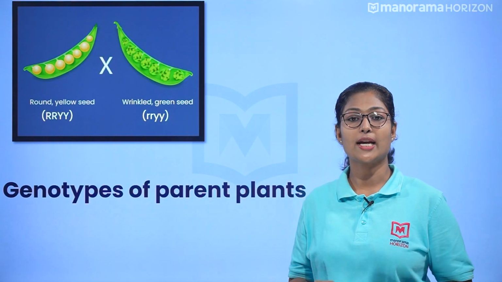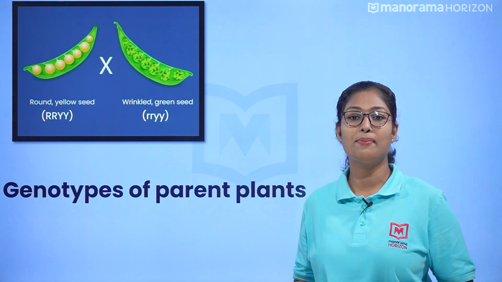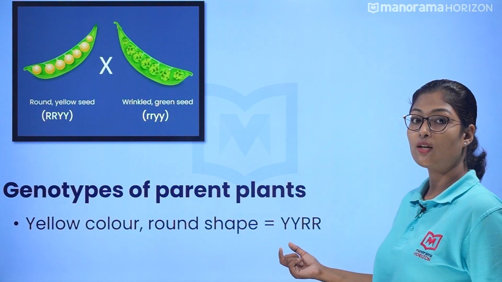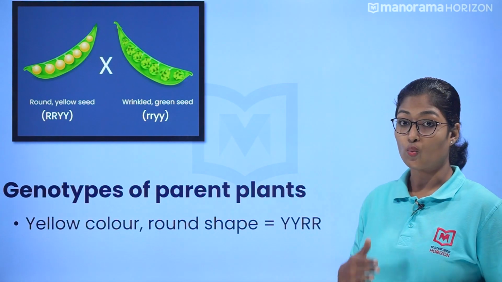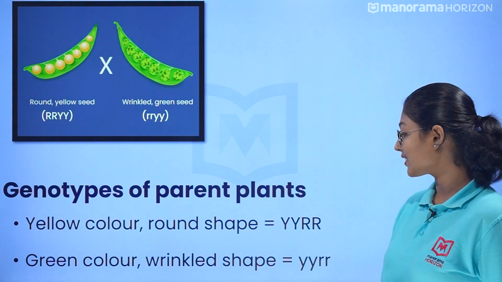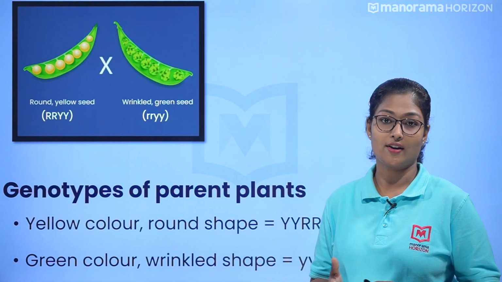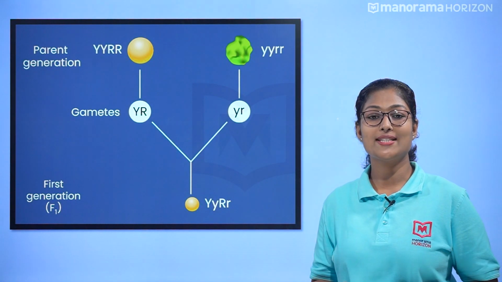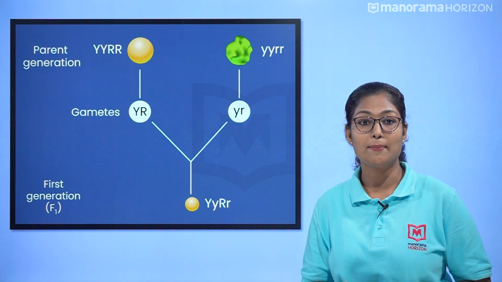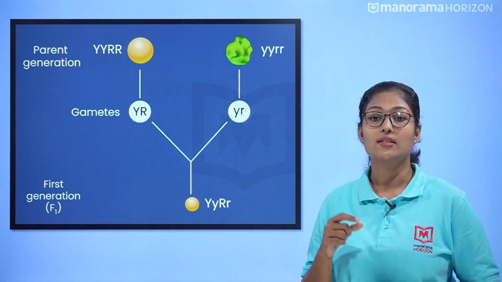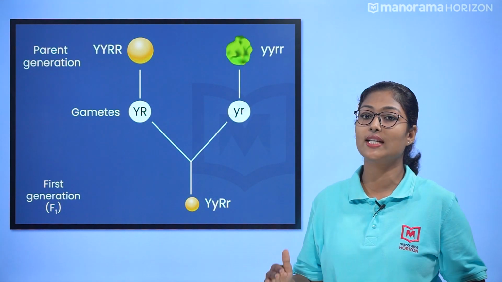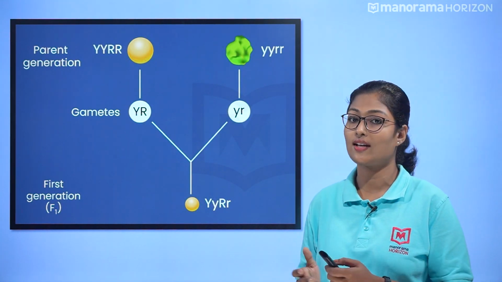So, the genotype of the pure breeding parent pea plant with yellow color and round shape is capital Y capital Y capital R capital R, while that of the parent plant with green color and wrinkled seeds is small y small y small r small r. The parent pea plant with capital YYRR genotype forms all the gametes with capital Y capital R alleles, while the parent plant with small yyrr forms all the gametes with small y and small r alleles.